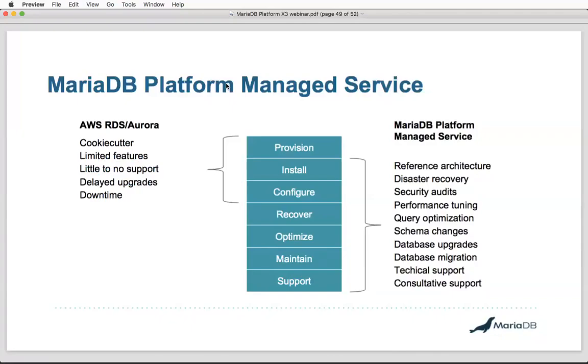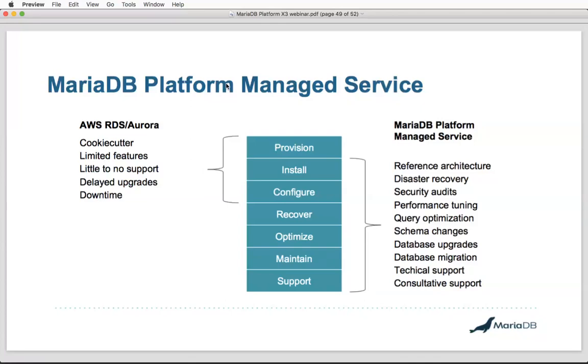So the way we're approaching MariaDB platform managed service is, on one side, when you have things like Amazon RDS or Aurora, you have provisioning, installation, and configuration. Typically, I say cookie cutter, but it's really least common denominator. Everybody gets the same database topology and configuration, more or less. You also have limited features. So everything that's available in MariaDB platform isn't actually available in some of the cloud databases.